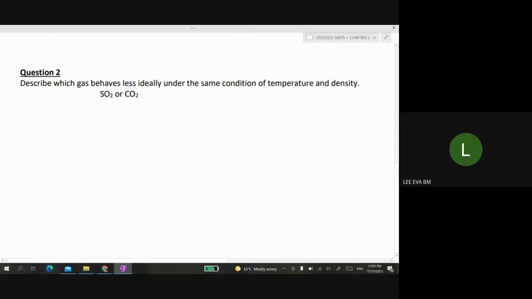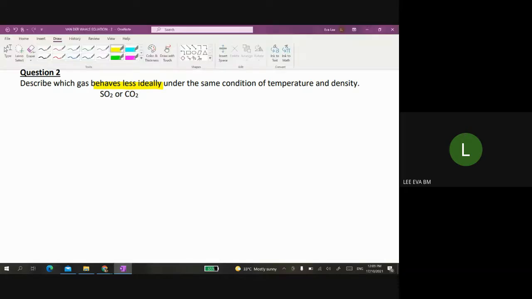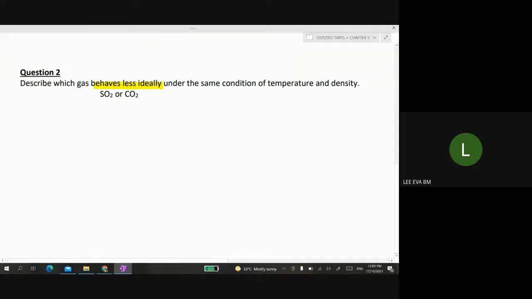Okay. This one, I let you tell me how to do. Describe which gas behaves less ideally under the same condition of temperature and density. And we interpret the question first. Behave less ideally, does it mean the condition wants a real gas or an ideal gas? Real. Behaving less ideally indicates it wants a real gas or a non-ideal gas.